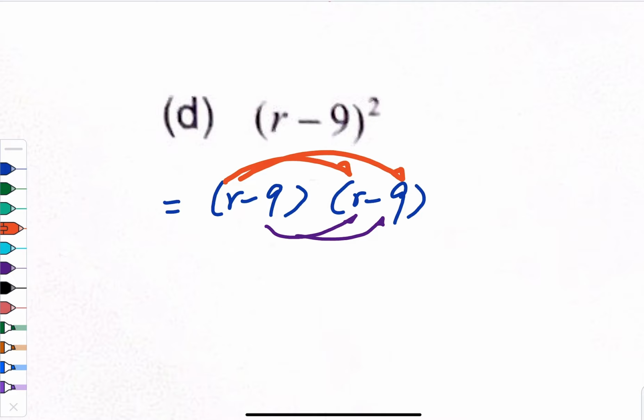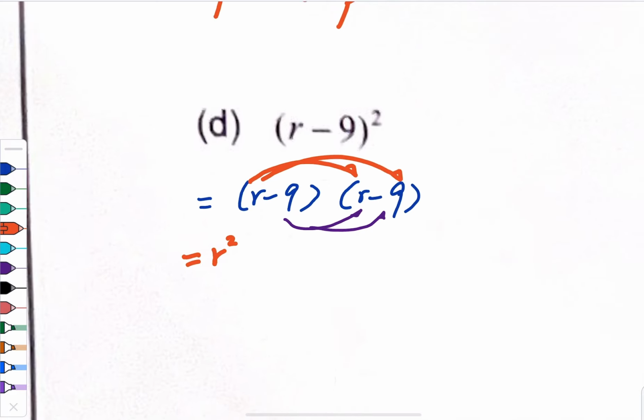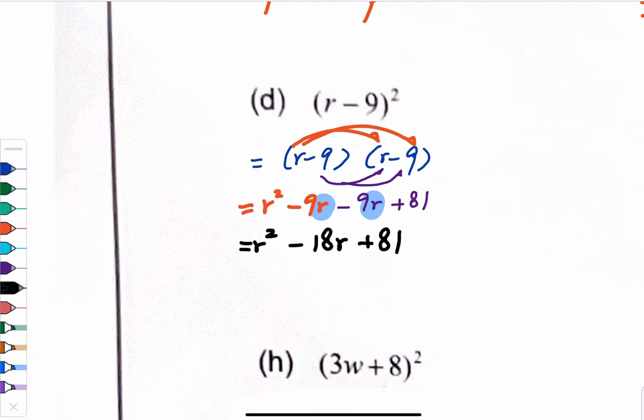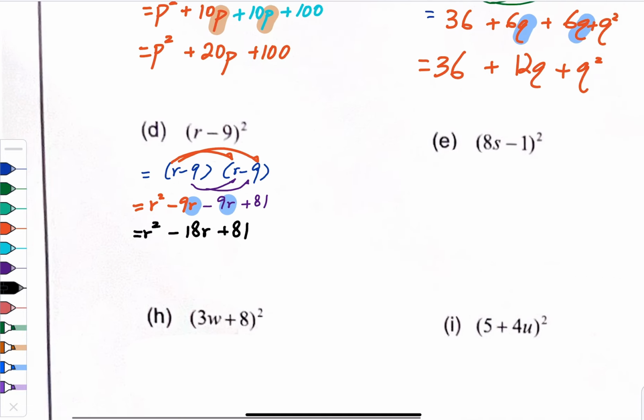So r times r first, r squared. r times negative 9, you have negative 9r. And then negative 9 times r, negative 9r, negative 9 times negative 9, 81. Any like terms? Yes, so you combine them. And what do you get? So r squared, no change. Negative 9 minus 9, negative 18r. Easy? Easy, easy, easy, easy.